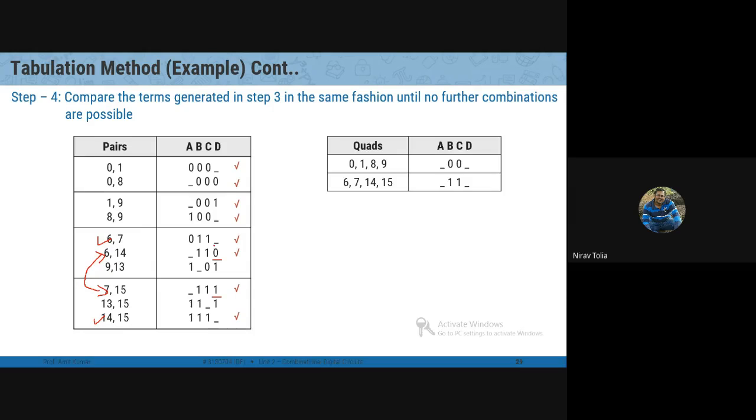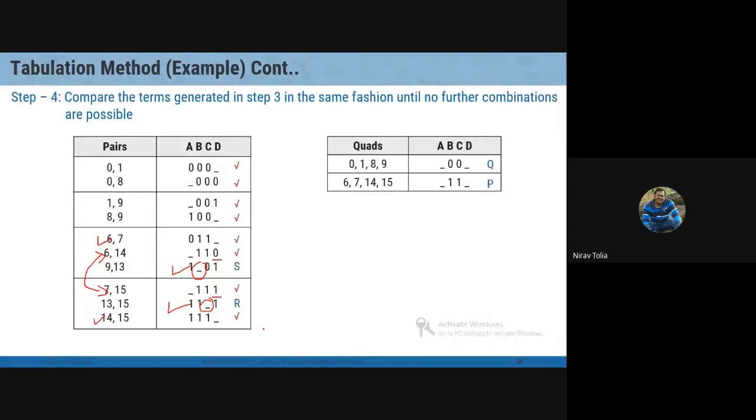Now remaining is, you can see, 9, 13, which has a dash at B. No other term has a dash at B, so it remains as it is. And another is 13, 15, which has a dash at C. No other pair has a dash at C.